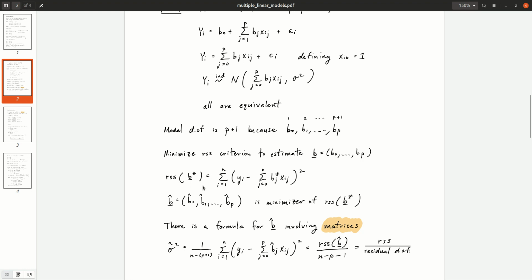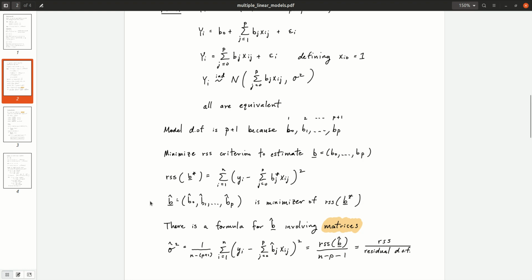This is the residual sum of squares criterion, and it has this definition. It's always going to be the response minus something, and the thing you're subtracting off is the expected value, but you're plugging in a candidate for the regression coefficients. So you look at this formula up here, and then you square it. This is the residual sum of squares for a candidate b star. And then the particular b that we're going to choose as our estimate of the regression coefficients is the minimizer of this thing.